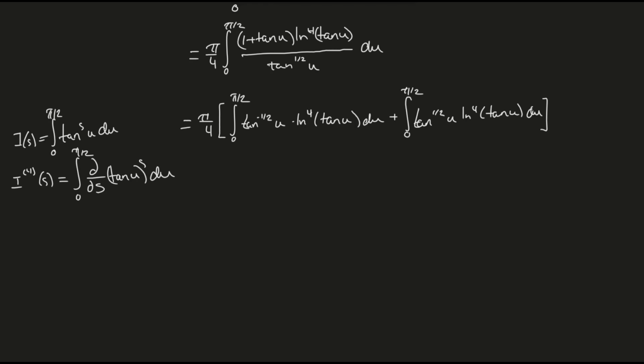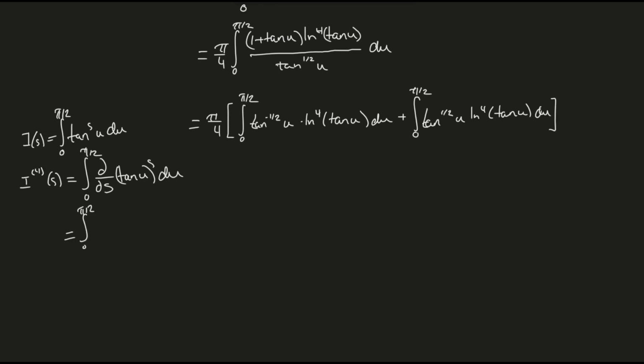To evaluate this partial derivative, it's quite easy. When we're in the s world, tangent u is like a constant, so it's as if you were differentiating like 3 to the s or something. Differentiate it once, you get 3 to the s natural log 3. Differentiate it twice, you get 3 to the s natural log squared 3, and so on and so forth. You just add a log term. So the fourth derivative would be the integral from 0 to pi by 2 of tangent to the s power of u times natural log fourth of tangent u du.